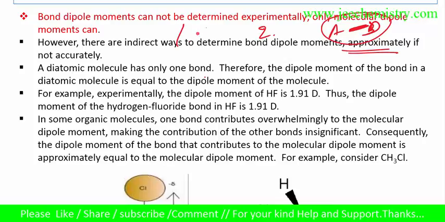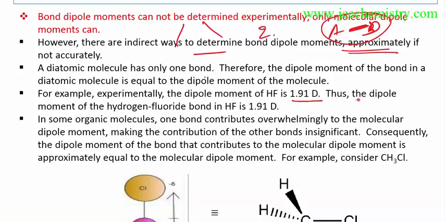If a compound has 2 or 3 bonds, then we can use vector addition and get a molecular dipole moment. But this compound has only one bond, so the bond dipole moment is equal to the molecular dipole moment. For example, the experimental dipole moment of HF is 1.91, and thus the dipole moment of HF is 1.91.